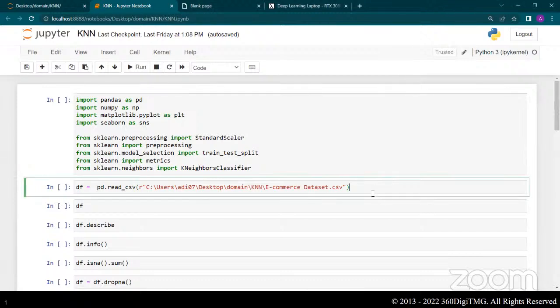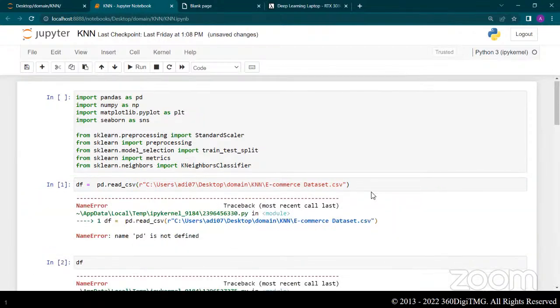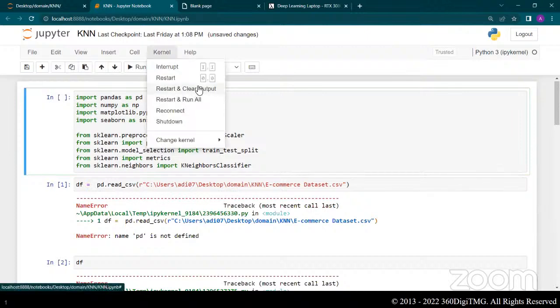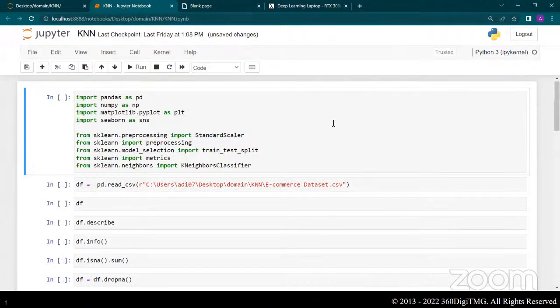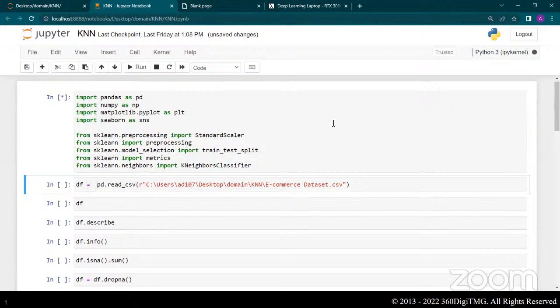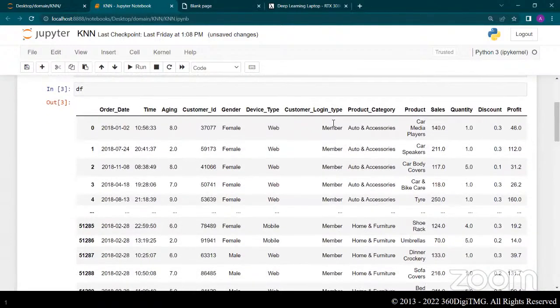Now let's load our data set. Let me just restart. Okay, so this is our data set. Now we'll quickly understand this data set because it is a bigger data set than what we have seen previously, and there are more things to explore in this.